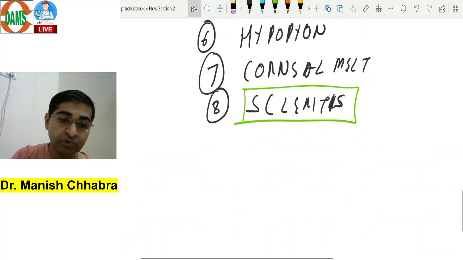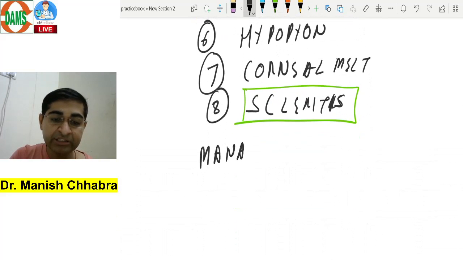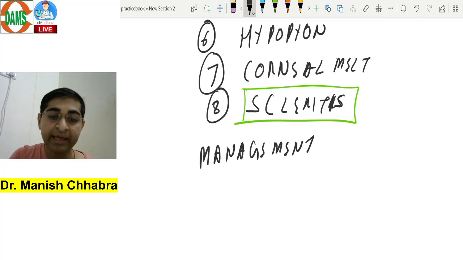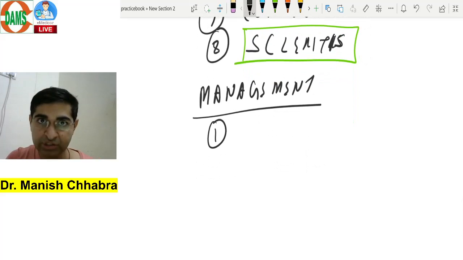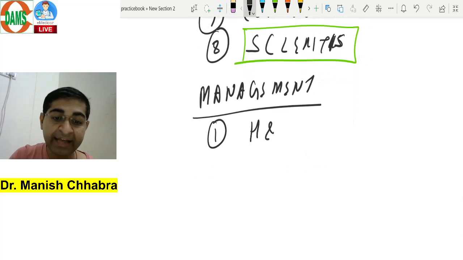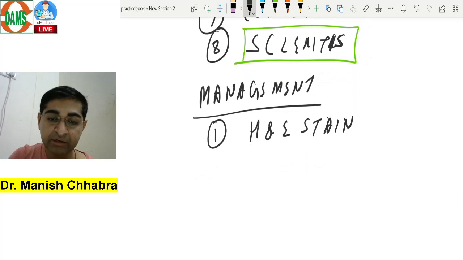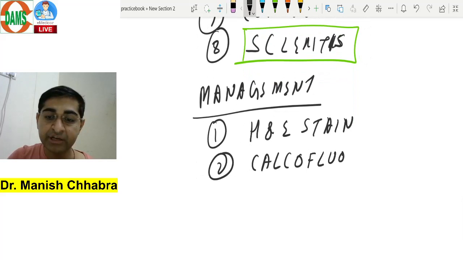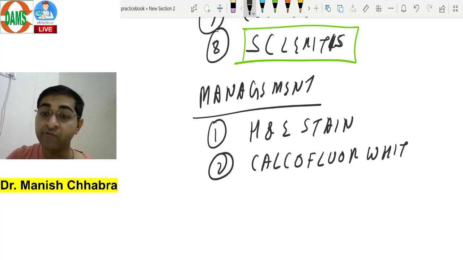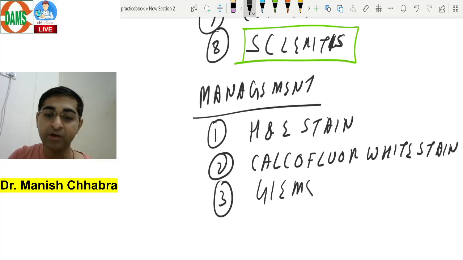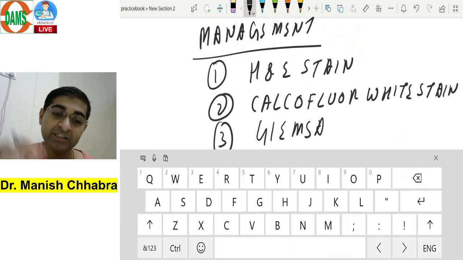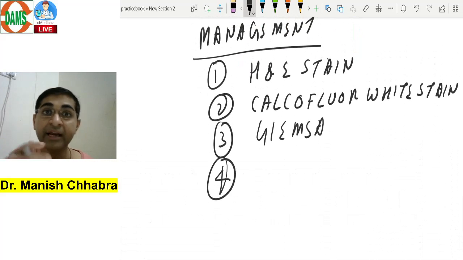Now how will you manage this case? Next is the management of Acanthamoeba keratitis. First, how will you diagnose? You can go for H&E stain. You can go for calcofluor white stain. You can go for Giemsa stain. Some call it Gimsa, some call it Jimsa, it's up to you. Another is you can actually go for culturing the organism.